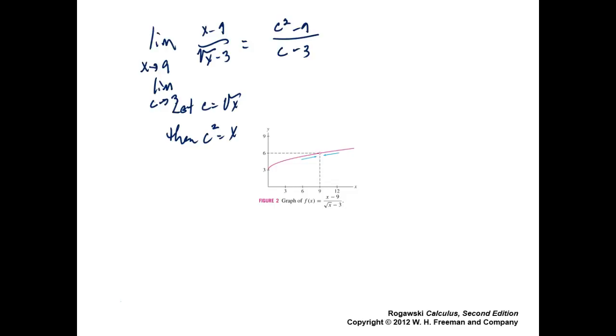Okay. What can we do with that numerator? That's C plus 3 times C minus 3 over C minus 3, and guess what? Now we can take the limit as C approaches 3, and what does that become?